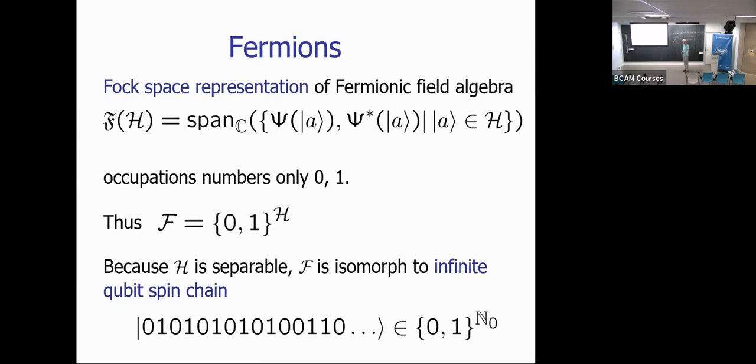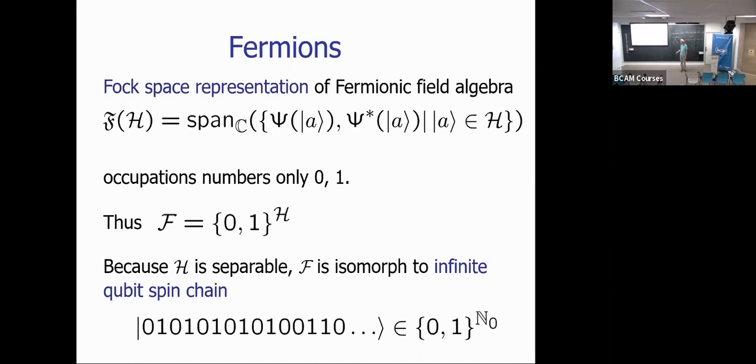And this relates again to our ideas about qubits, about quantum computation, because we can consider these as qubits again. Because the Hilbert space of a single particle is assumed to be separable again, the Fock space of the fermionic system is then isomorphic to what is called an infinite chain of qubit spins. And then, of course, we have the ground state, so to say. We start with this one, and then we say this state is not occupied. And probably the first excited state is occupied, the third is not occupied, and so on and so on. And so essentially, the Fock space becomes the space of sequences over the numbers 0 and 1.